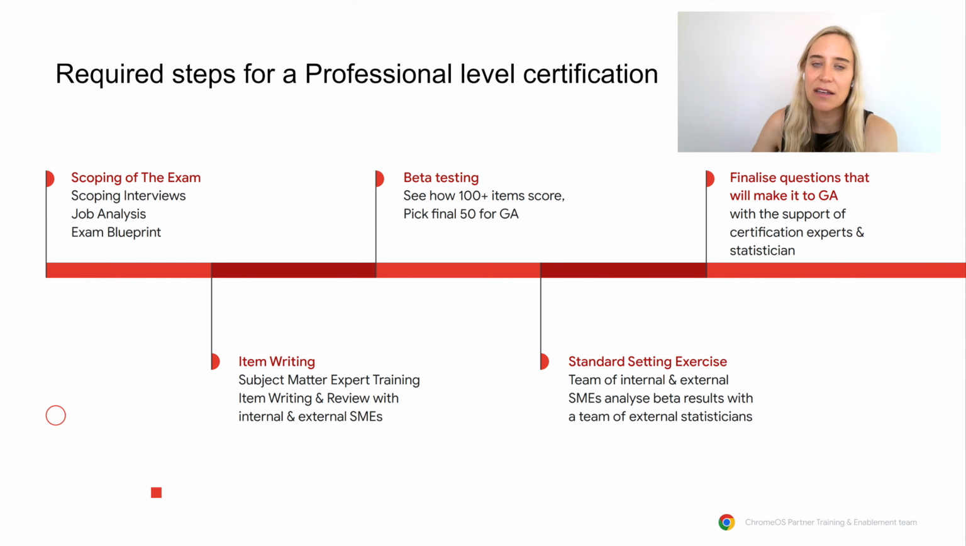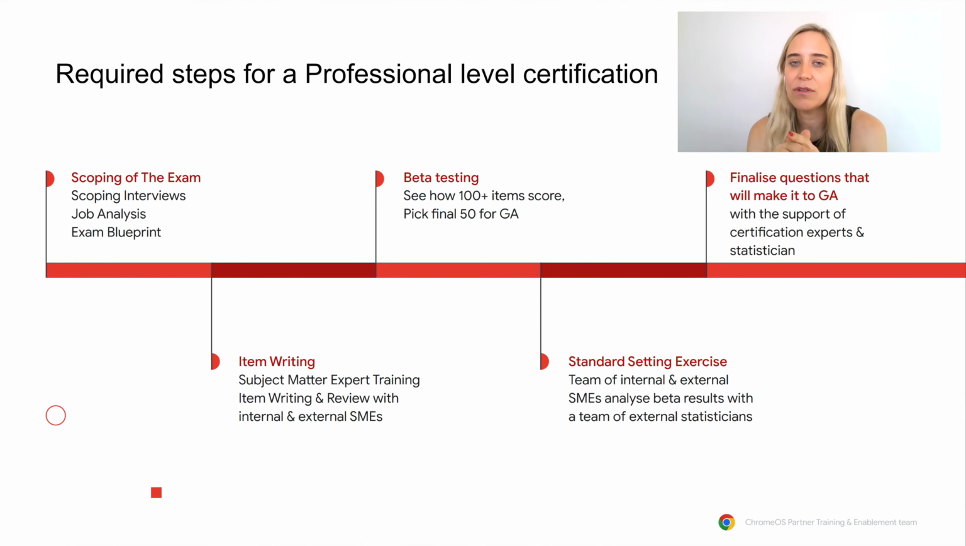I don't know if folks can see my full screen, but I'm showing a timeline with different achievements along the way that are required for an exam at the professional level. So you start with scoping the exam, then item writing. Item is the technical term for a question. Then you do the beta testing. Then you have what's called a standard setting exercise, and then you finalize the questions that'll make it to GA or general availability.